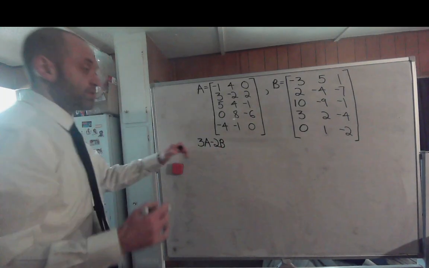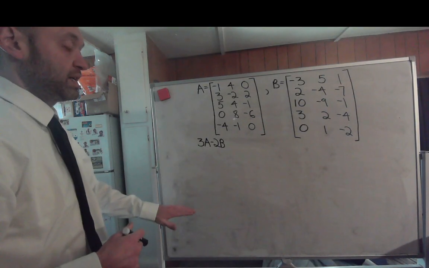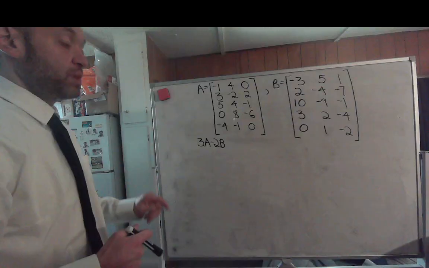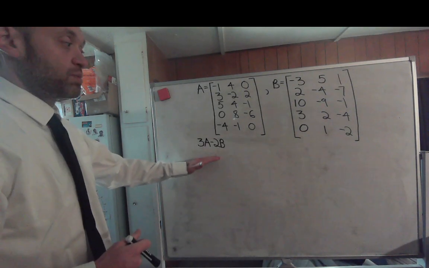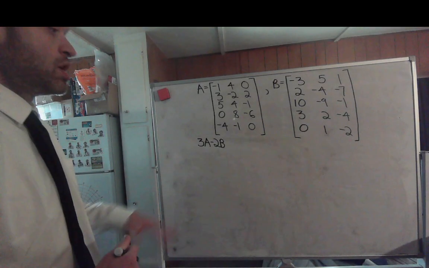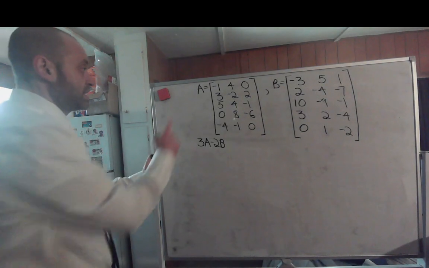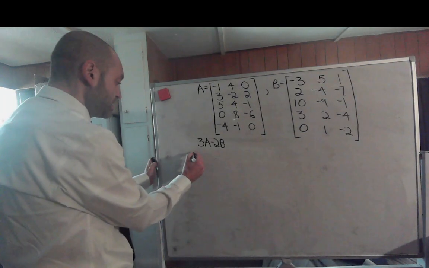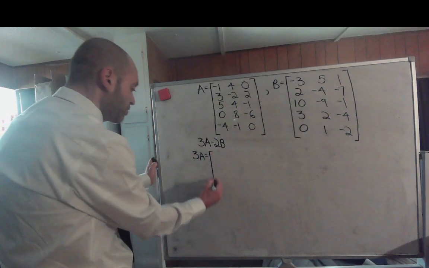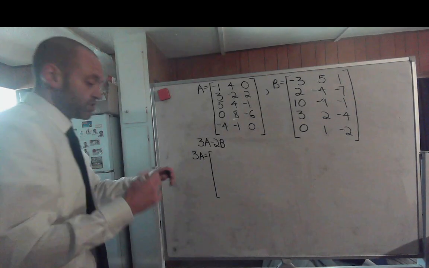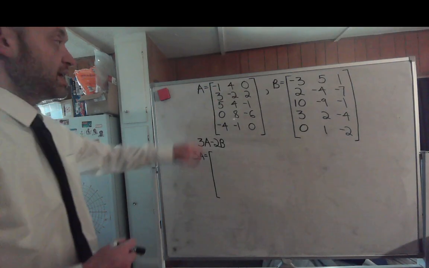If I want to do 3A minus 2B, we've got some scalar multiplication with these. Since we could still do A minus B originally, we can definitely do this with the scalar multiples. What I'm going to suggest, once again, is we take 3 times matrix A. Just to save board space, I'm not going to write out the original matrix. We're just going to take 3 times each of these entries in A.